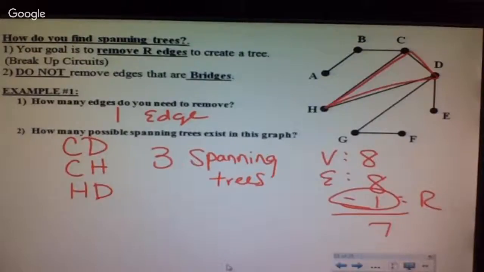Because our goal is to get rid of those circuits. Okay. Questions on that one? Because as always, it always gets harder. This is the simple one. Now we're about to get just a little bit harder. Not much.